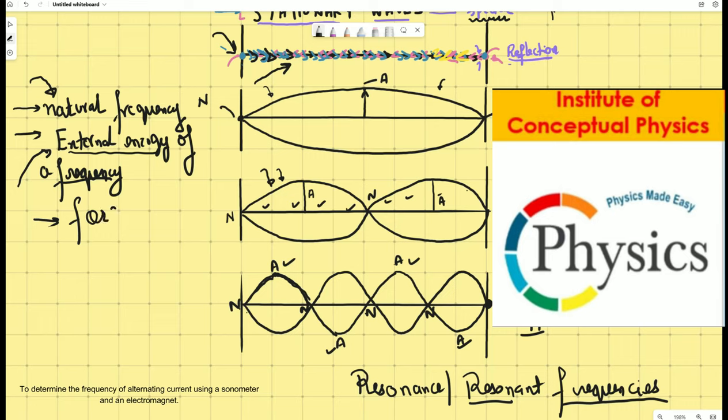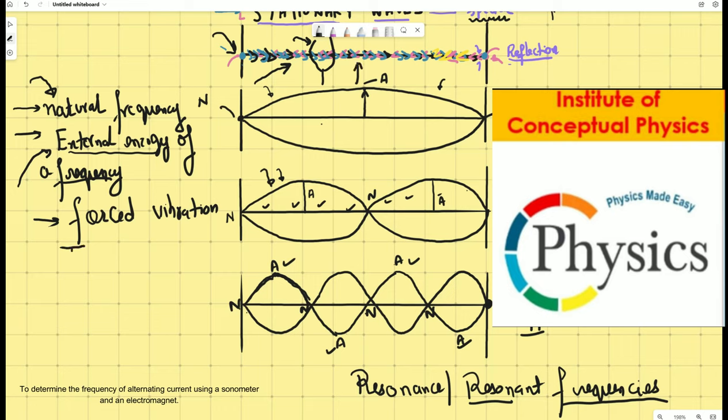Like I plug the wire. So what you're doing is, how do you provide external energy? You impose what is called forced vibrations. You force vibrations on top of it. You have a tuning fork, and the tuning fork comes and touches the wire. What is happening? The tuning fork is vibrating, and it touches the wire. The wire also starts vibrating. This is an example of the forced vibration.